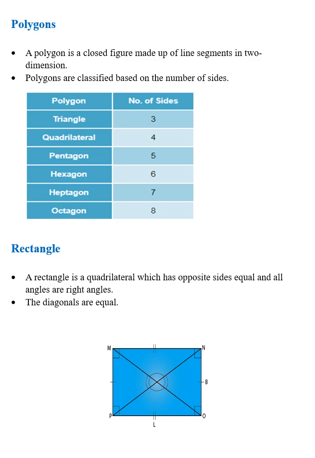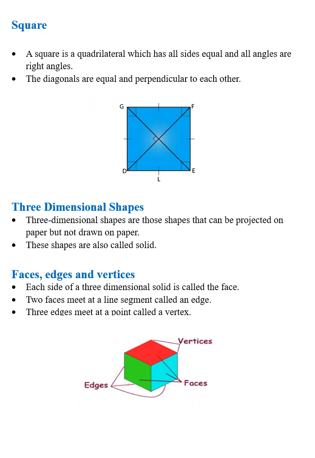Now, rectangle. A rectangle is a quadrilateral which has opposite sides equal and all angles are right angles. And the diagonals are also equal, and this is a figure for a rectangle. The opposite sides are equal, all the angles are of 90 degrees, and the diagonals are also equal to each other.